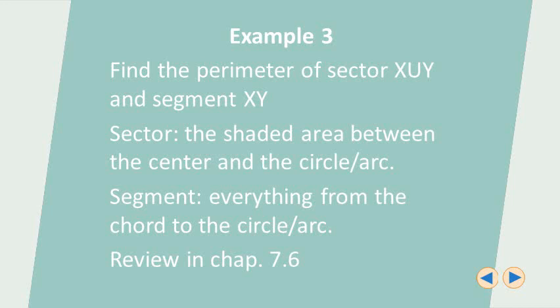And then the segment is everything from the chord created by XY out to the circle or the arc. So the segment is going to be smaller, and the perimeter is going to be smaller there because that chord is going to be shorter than the two radii are. And they show you how to solve that there. The top one is the perimeter of the sector, P sector, and the bottom one is P segment.